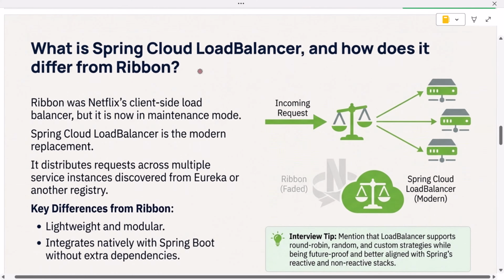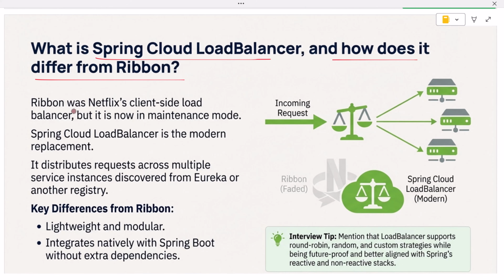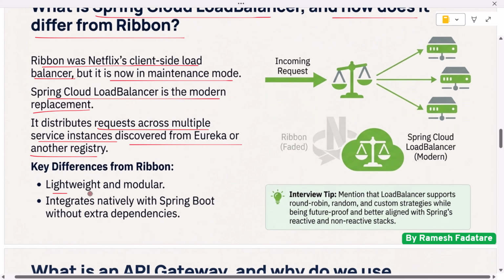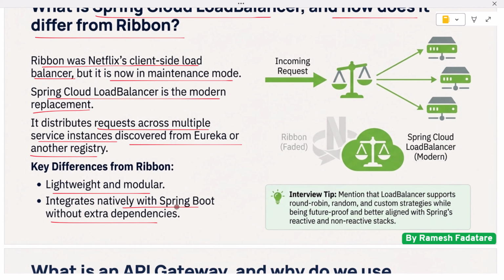Next question, what is Spring Cloud Load Balancer and how does it differ from Ribbon? Ribbon was Netflix's client-side load balancer used with Spring Cloud, but Ribbon is now in maintenance mode. Spring Cloud Load Balancer is the modern replacement. Load Balancer distributes requests across multiple service instances discovered from Eureka or another registry. Unlike Ribbon, Load Balancer is lightweight, modular, and integrates natively with Spring Boot without extra dependencies.